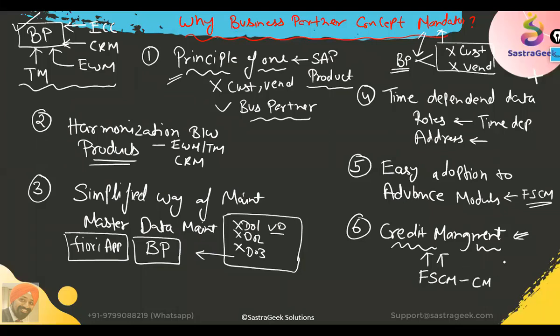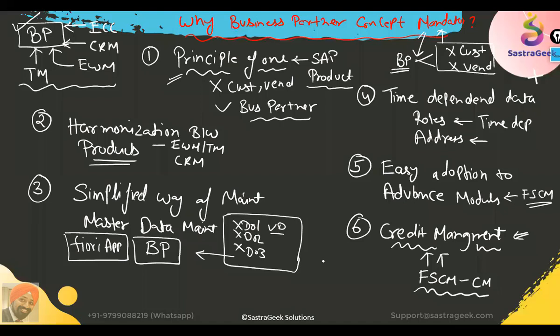credit management. Your SD credit management would not be available. Now, when you want to adopt FSCM credit management, it only works with the principle of business partner. So again, you need to adopt business partner. Due to all of these multiple reasons, SAP has decided to go ahead and make business partner mandatory.